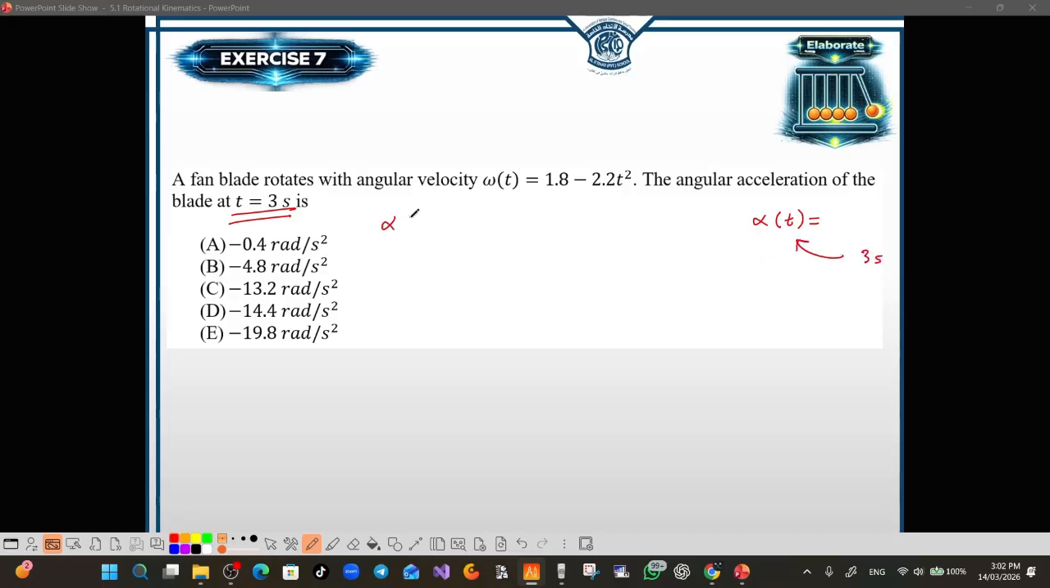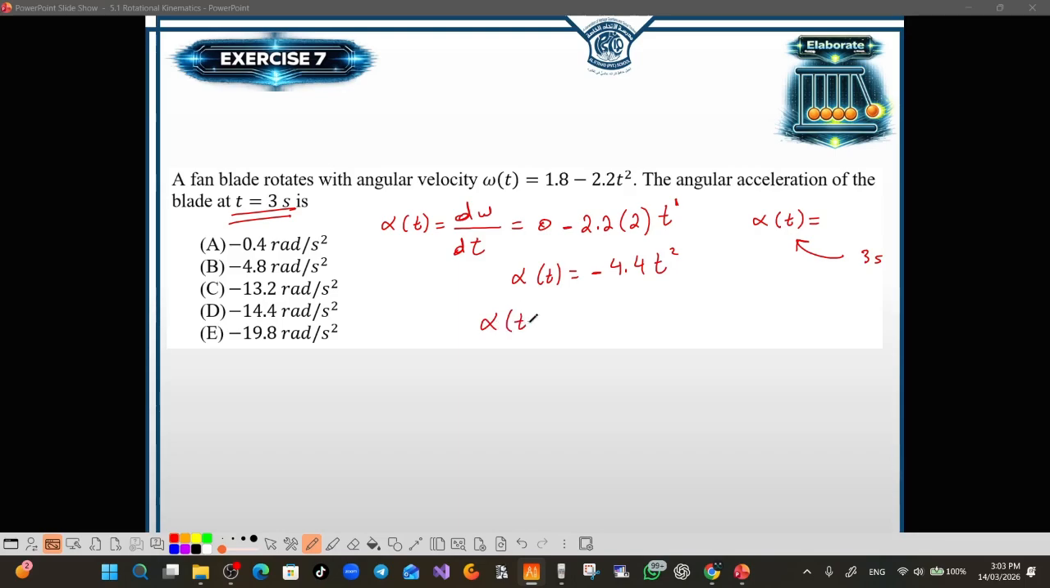We know that the alpha in terms of time can be found by applying the derivative on the omega with respect to time. Now the first term is a constant, and the derivative of a constant is 0. For the derivative of the quadratic, we just drop the power and reduce the power by 1. So 2 minus 1 is 1, which means alpha of t is given by minus 2.2 multiplied by 2, which is 4.4, so minus 4.4 times t.